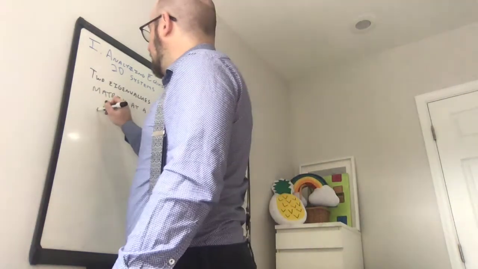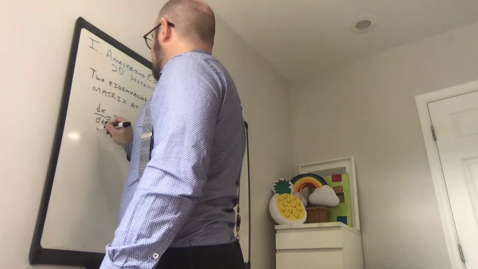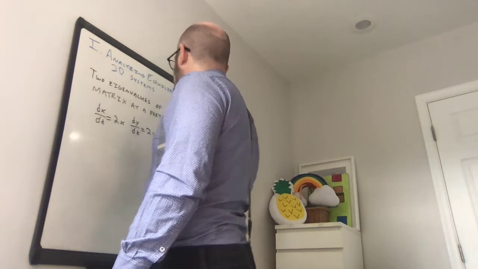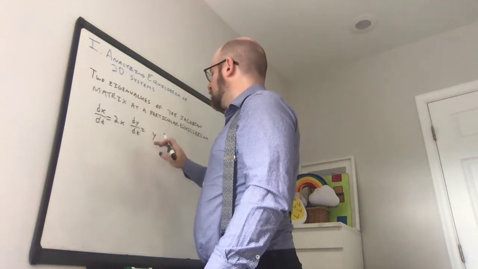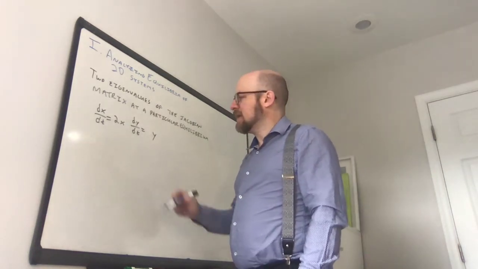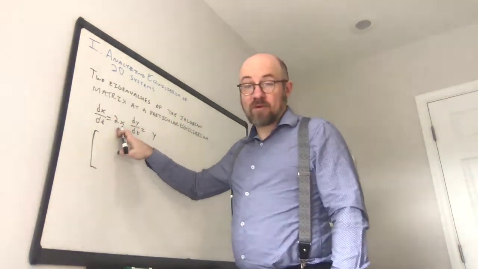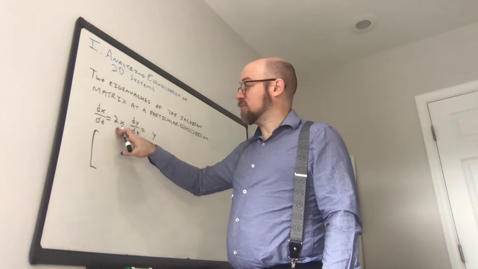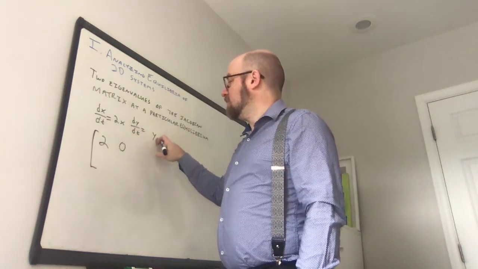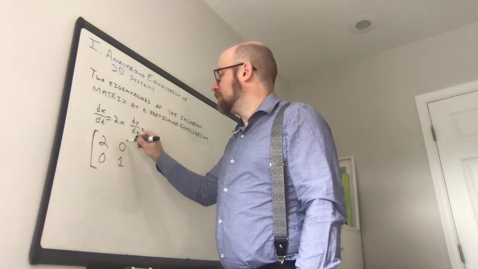So we're going to start off looking at dx/dt equals 2x, dy/dt equals y. Okay? dx/dt equals 2x, dy/dt equals y. If you take the Jacobian matrix here, the derivatives are really simple. The derivative of 2x with respect to x is 2, with respect to y is 0. Derivative of y with respect to x is 0, with respect to y is 1.